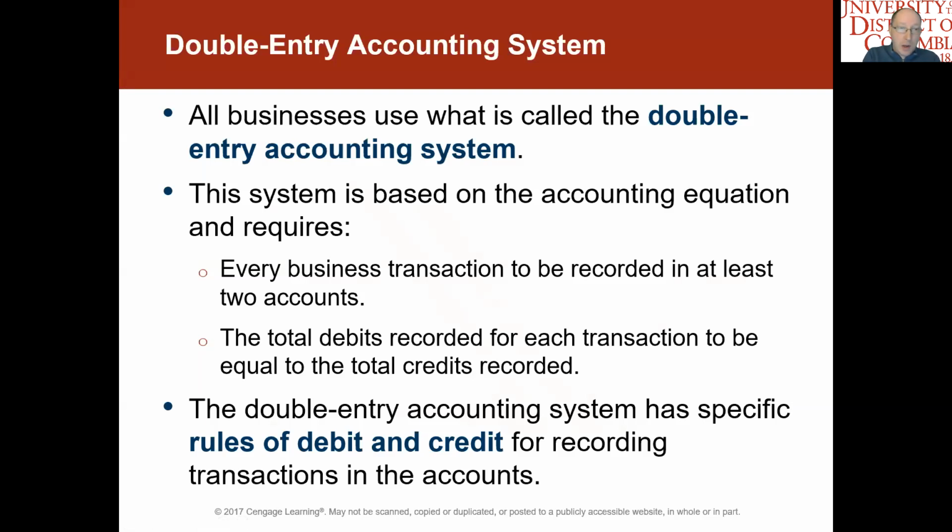Let's talk about the basis of accounting. We call this the double entry accounting system. Why do we call it the double entry accounting system? It's because we impact two separate accounts with every single transaction. The system is based off of the accounting equation and requires every business transaction to be recorded at least with two separate accounts. The total debits recorded to each transaction must equal the total credits. Again, debits always equal credits. And it has a specific set of rules of debits and credits for recording transactions within the accounts.